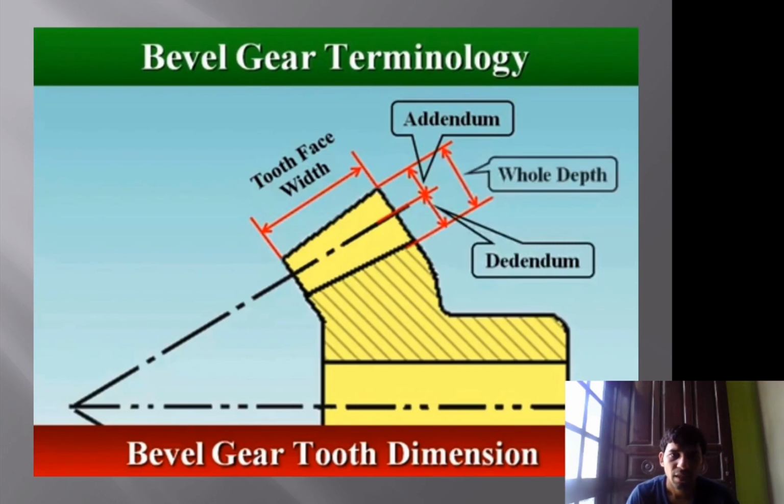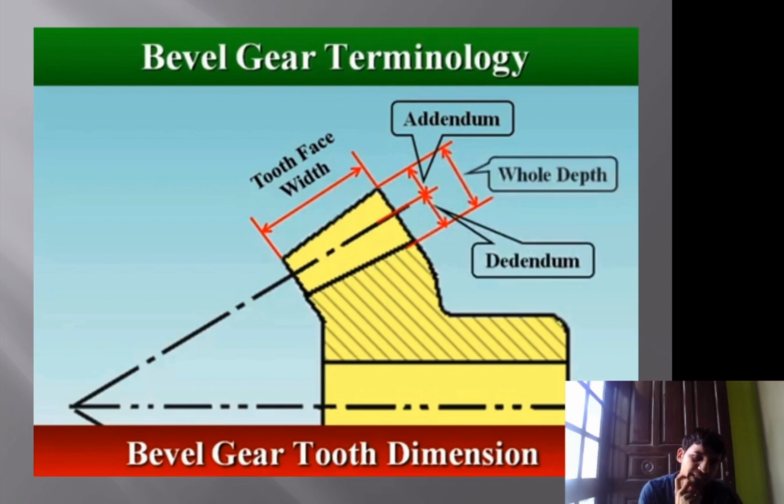Next is the tooth face width. Tooth face width is the width of the face of the tooth, as shown in the figure. Addendum is the radial distance from the pitch line to the top of the addendum, or the face of the addendum.